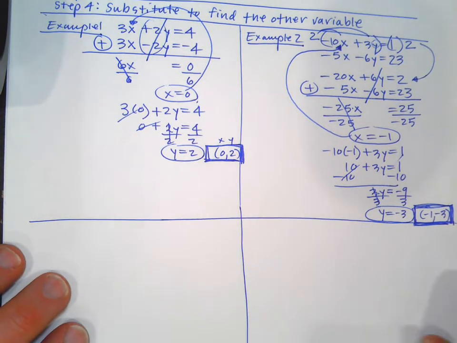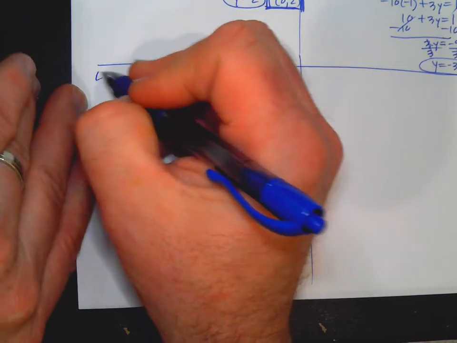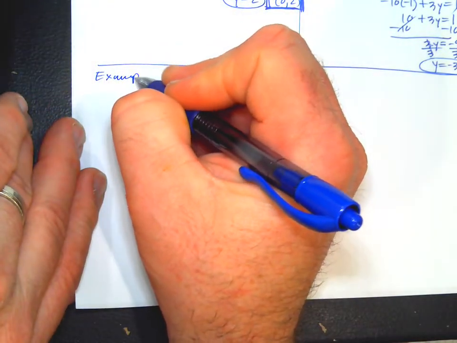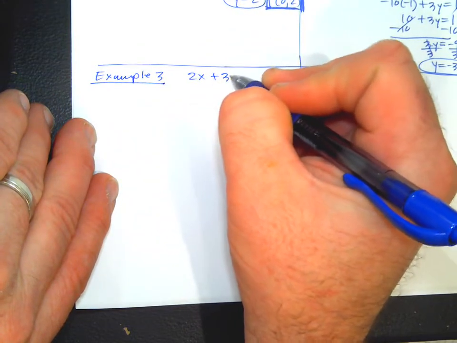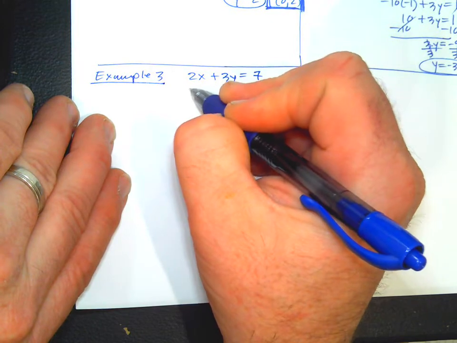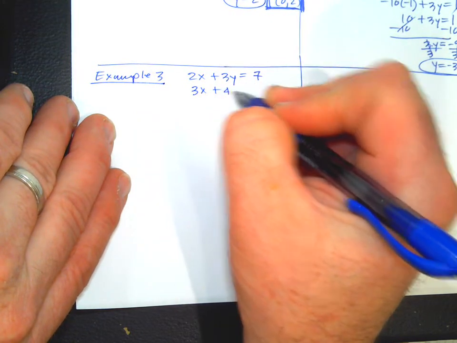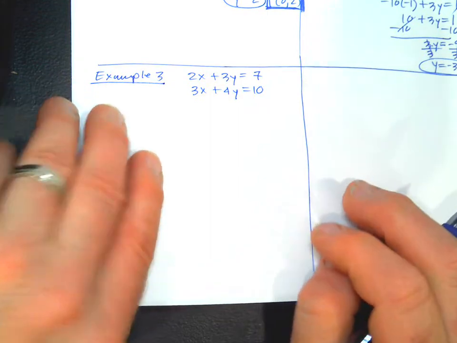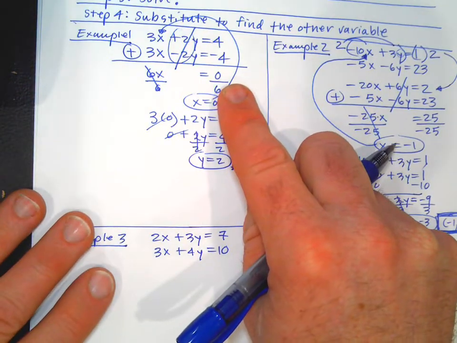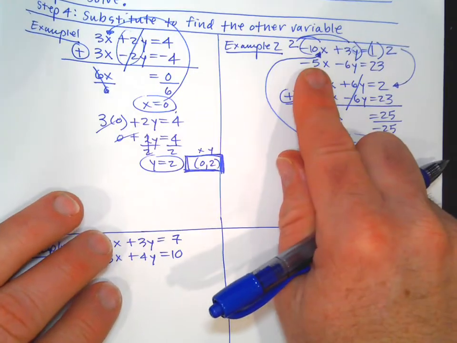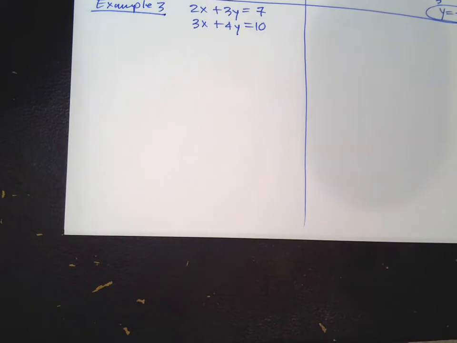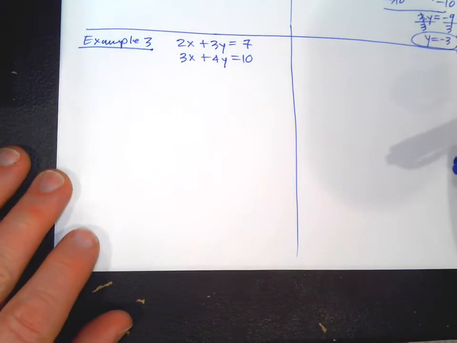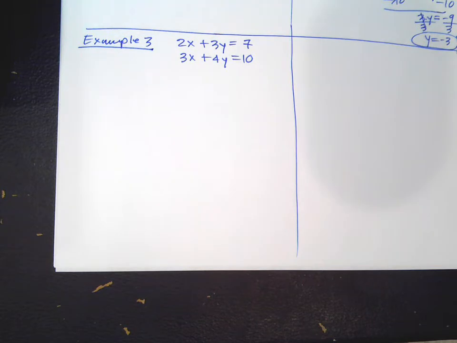All right. Let's try another one. Example 3. So this one's going to be 2x plus 3y equals 7. And 3x plus 4y equals 10. Now, the first example we didn't have to multiply either equation. It was ready to go. Last example, we had to multiply one of the equations to make an opposite. This one, we're going to have to multiply both equations by numbers to make them opposite. There's no way of just multiplying by one and getting opposites.